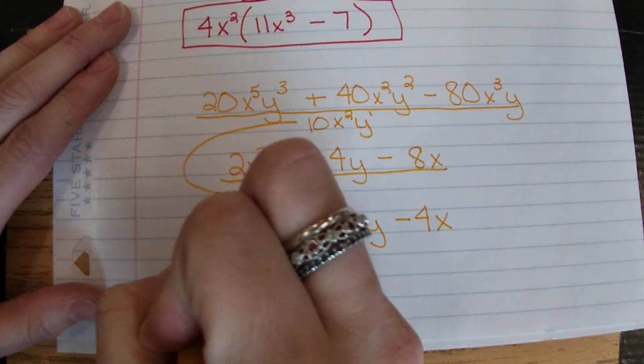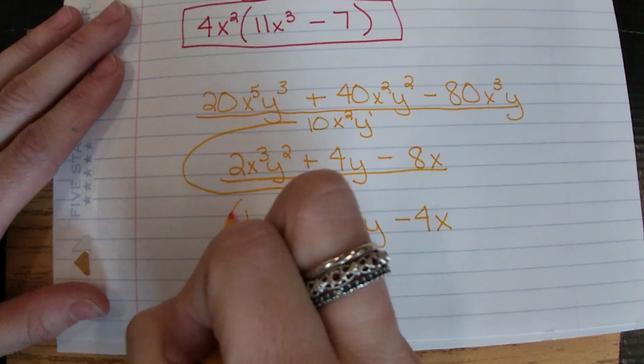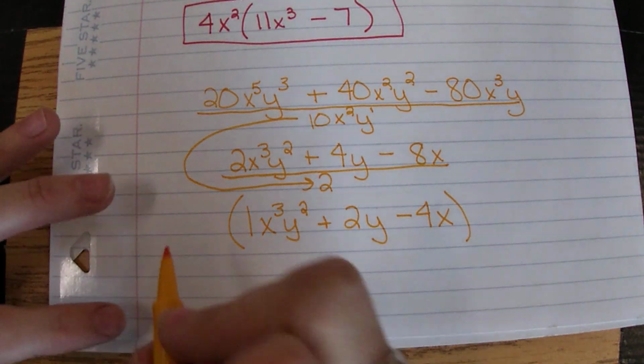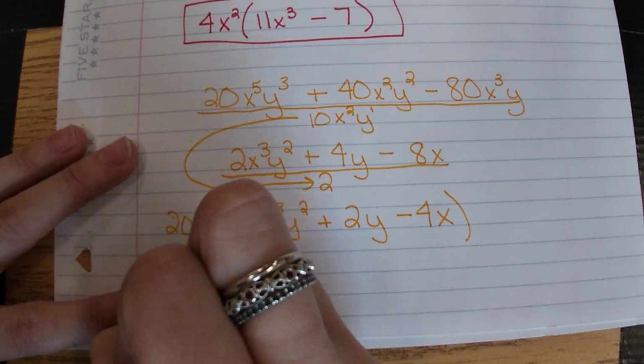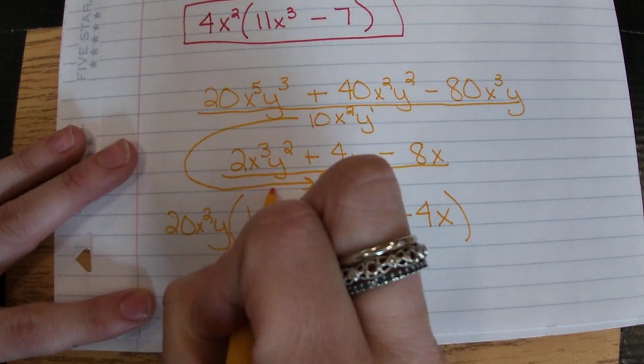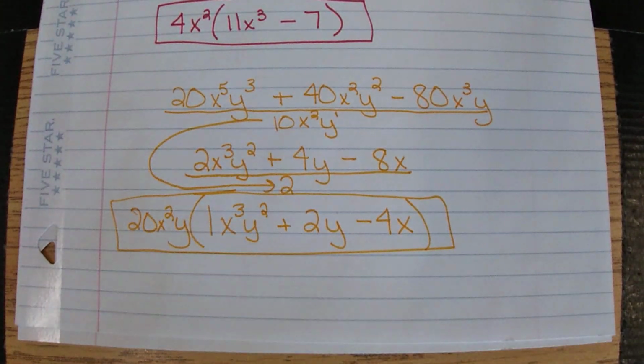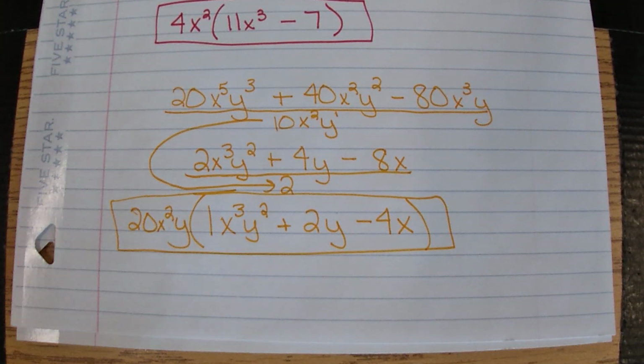So now I'm going to take these two and multiply them together. And now, again, my GCF is just the multiple of both of those, which is 20 x squared y. So I'll write that out in front. And there is my final answer. So really, as long as you can find a GCF, you're good to go.